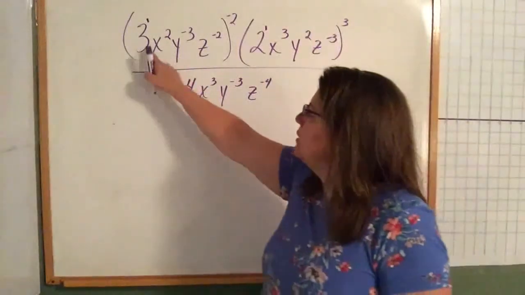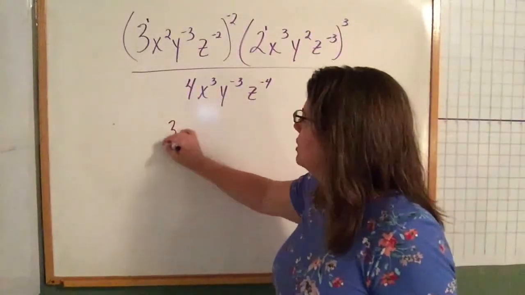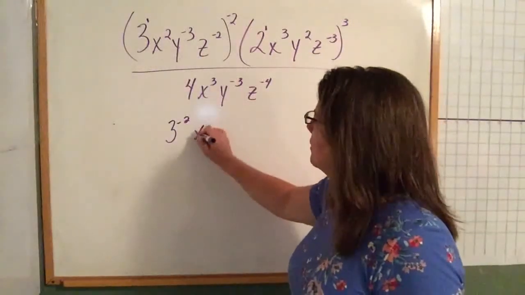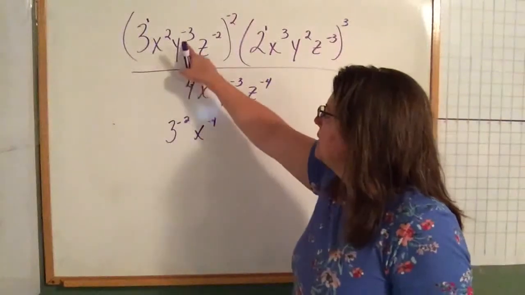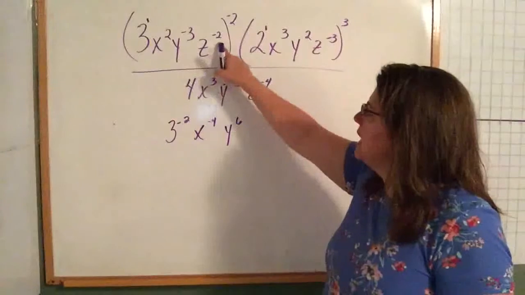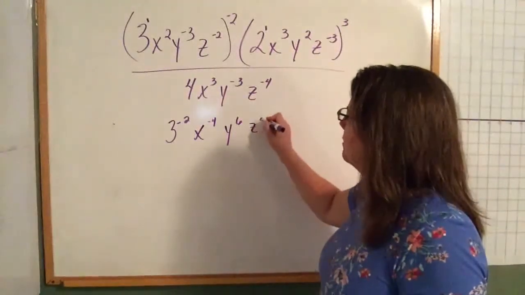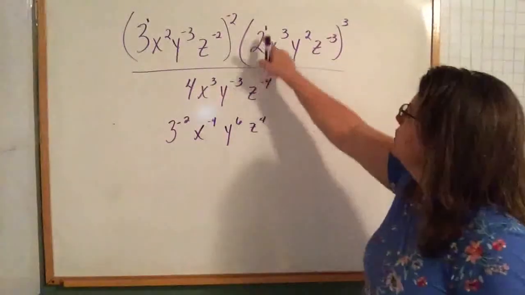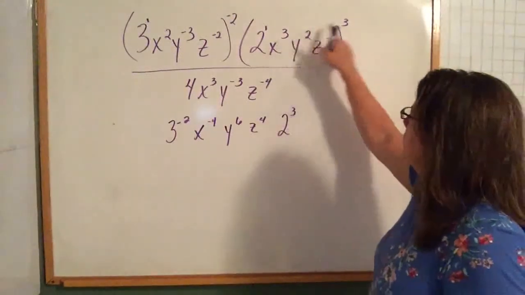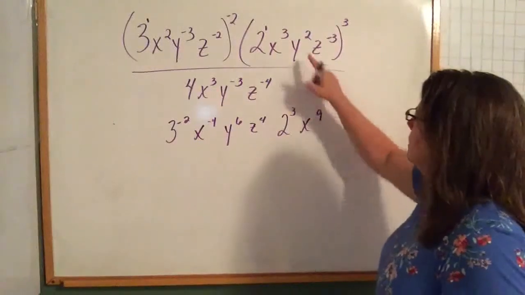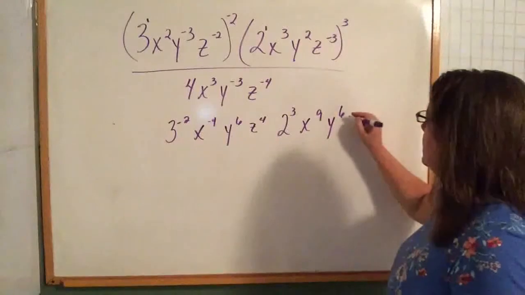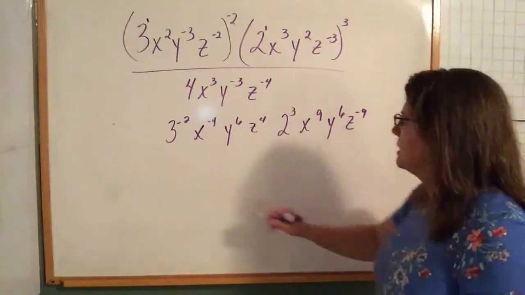So 3 to the 1 times negative 2 would be 3 to the negative 2. X to the 2 times negative 2 would be x to the negative 4th. Y to the negative 3 times negative 2 would be y to the positive 6th. Z to the negative 2 times negative 2 is z to the positive 4. 2 to the 1 times 3 is 2 cubed. X to the 3 times 3 is x to the 9th. Y to the 2 times 3 is y to the 6th. Z to the negative 3 times 3 is z to the negative 9th.